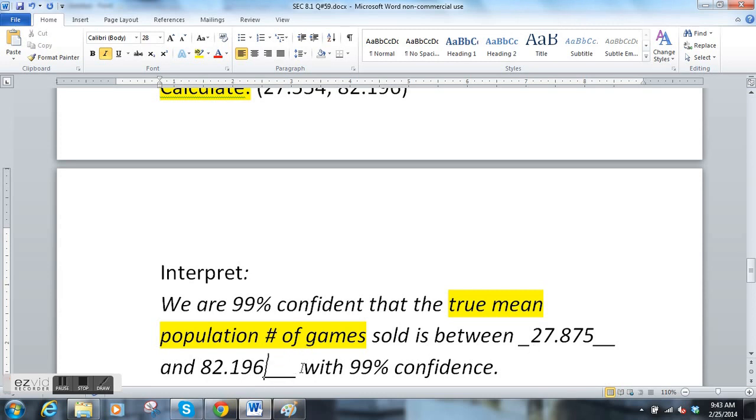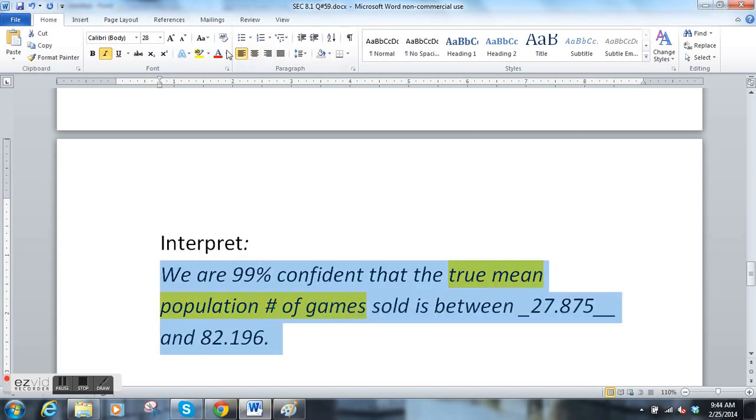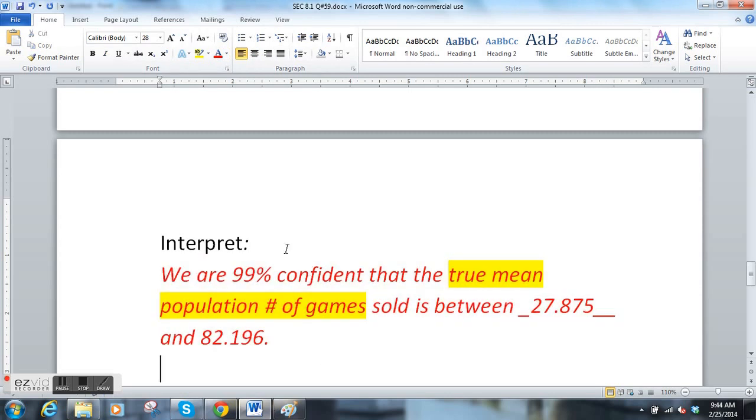We are 99% confident that the true mean population number of games sold per week is between 27.875 and 82.196. If you use this sentence, you will always have a correct interpretation. So it's a good thing to write down or have memorized. This part A took a while, so we'll do part B and C in another video. Look for that.